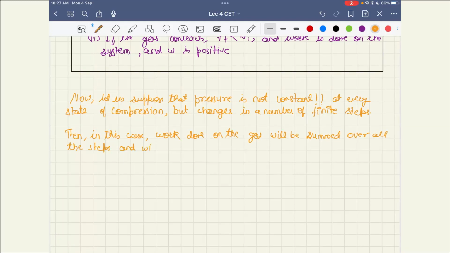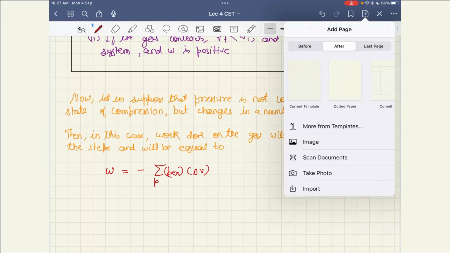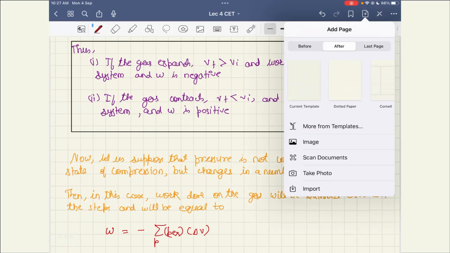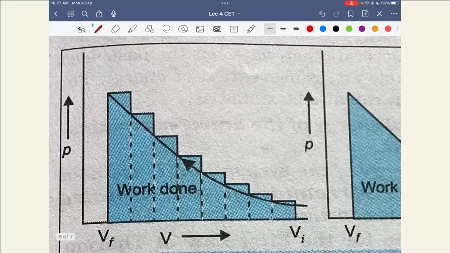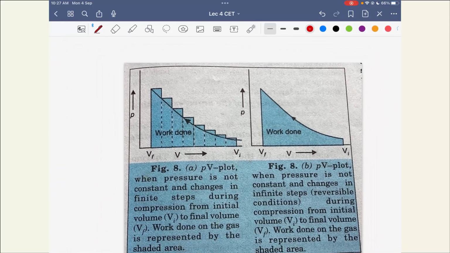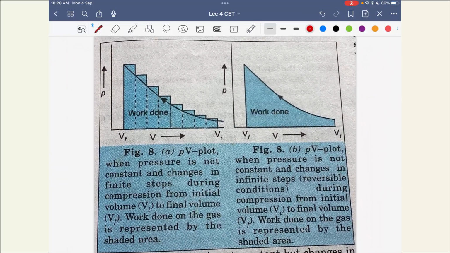and will be equal to what? W is equal to minus summation over all pressures, P external multiplied by delta V, right? So this can be understood from this figure 8A, right, from this figure.